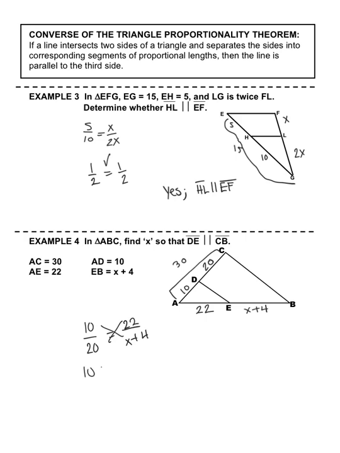So I have 10 times x plus 4 is equal to 440. So instead of trying to distribute the 10, I think it's easier to just divide it out on both sides. So when I do that, I get x plus 4 equals 44, and then I'm going to subtract 4 on both sides. I get x equals 40. So if x is 40, that means that the segments are proportional and have proportional lengths. And if that's true, then we know that DE is going to be parallel to CB.